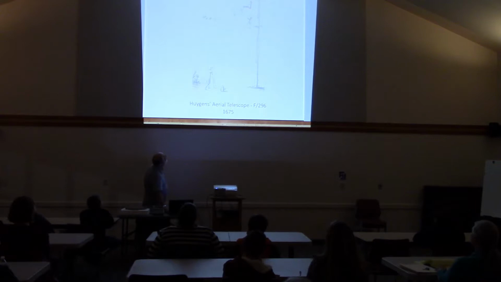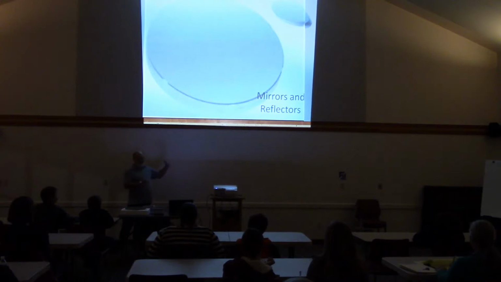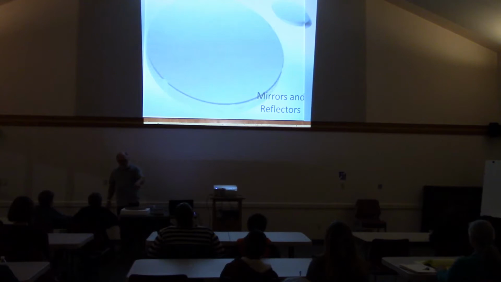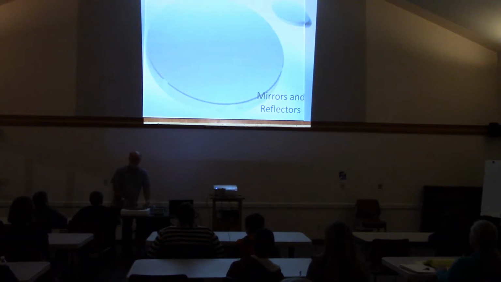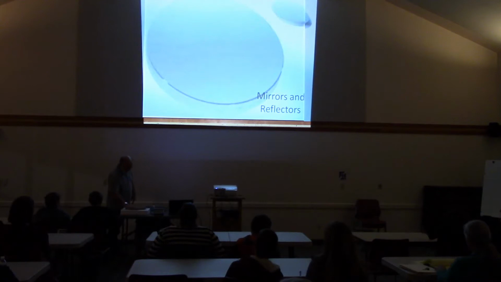So that's about the limit to the advances of refractors in the 1600s. Let's talk about mirrors and reflectors next. Here I have a mirror, a 12-inch mirror. I'm not going to pass it around because it weighs about 40 pounds. But if you want to come up afterwards and look at it, it's a concave, parabolic shape.